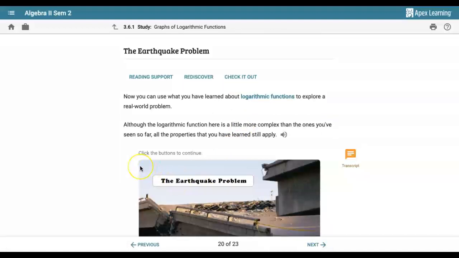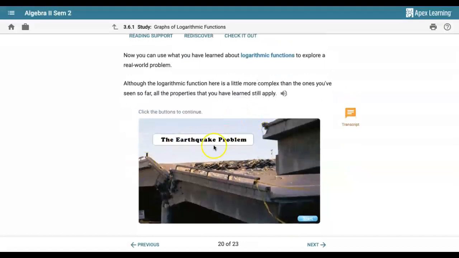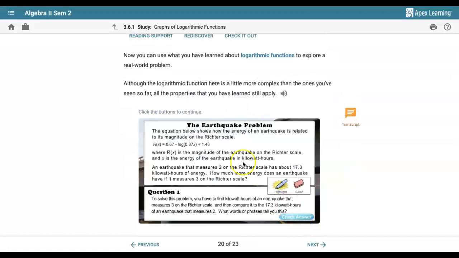All right, so now we're going to end with a real world problem, and we're dealing with earthquakes. We can look at this equation here, which relates the energy of an earthquake to its magnitude on the Richter scale. R of x is the magnitude of the earthquake, and x is the energy of the earthquake in kilowatt hours. That's just a unit of measurement. An earthquake that measures 2 on the Richter scale has about 1.7 kilowatt hours of energy. How much more energy does an earthquake have if it measures 3 on the Richter scale?